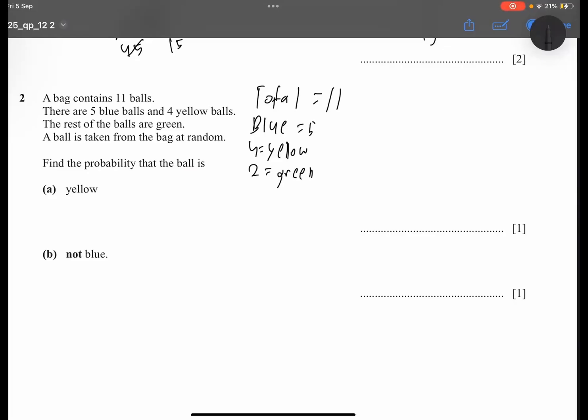A ball is taken from the bag at random. Find the probability that the ball is yellow. Since there are 4 balls that are yellow in color and 11 in total, the answer would be 4 out of 11. Not blue: since 5 are blue, 11 minus 5, we are left with 6. So obviously 6 would be not blue. The total is 11, so 6 by 11.